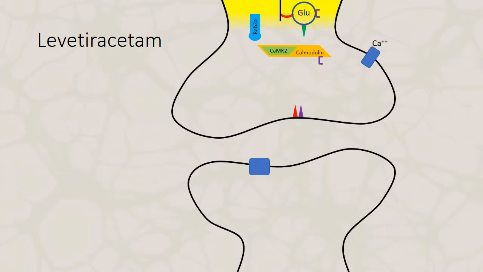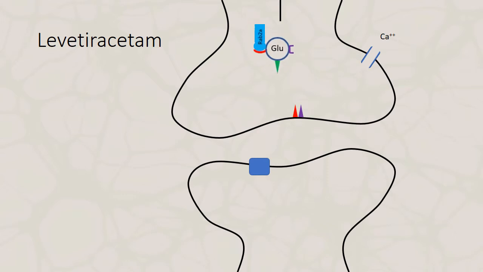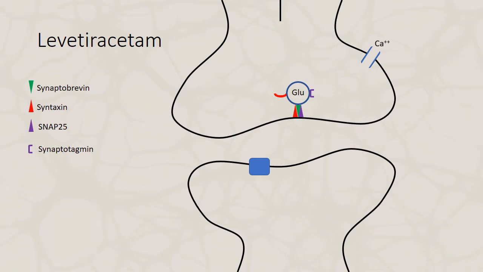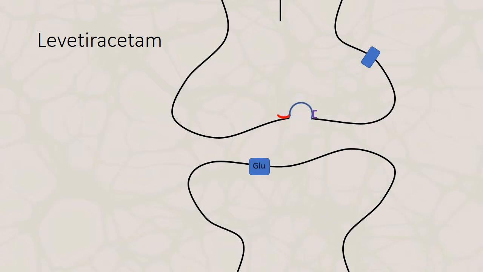For Keppra, again running through our action potential. Once the sodium channels are open, eventually it'll open the calcium channels, which bind to calmodulin, activating the CAMK2, which will then phosphorylate the vesicle. Once phosphorylated, it will attach to the RAB2A GTP complex for it to be docked. Once docked, the calcium can then bind to synaptotagmin, which will cause fusion of the vesicle to the terminal, which will allow release of the neurotransmitter.